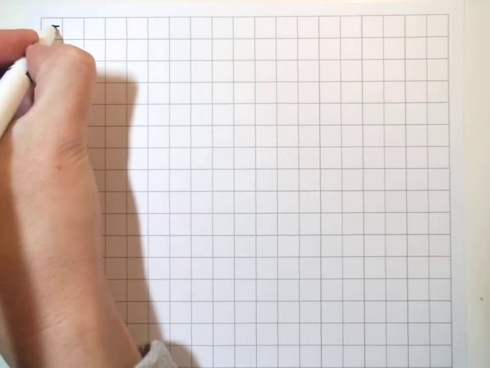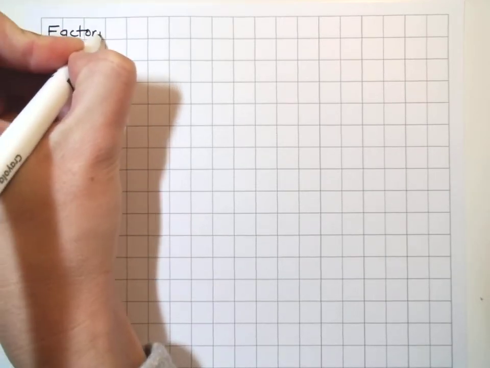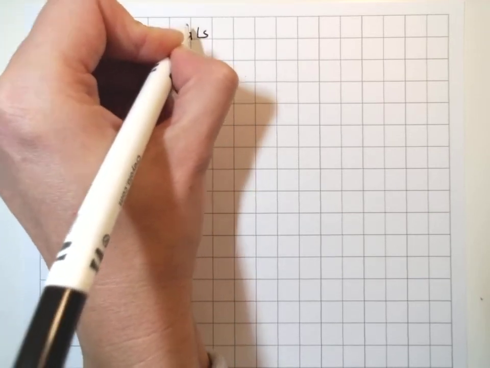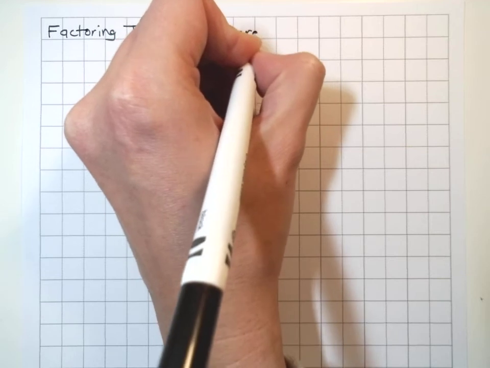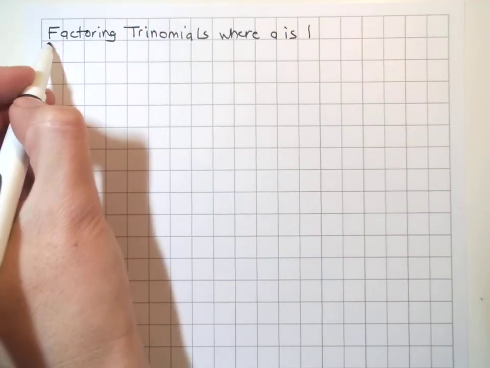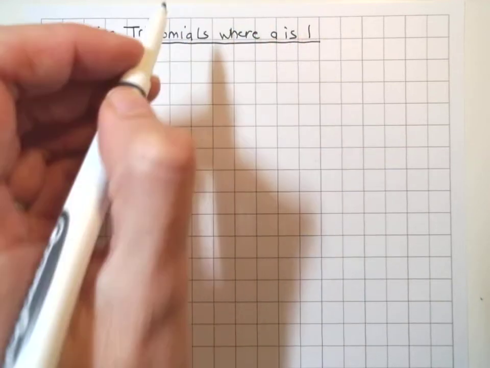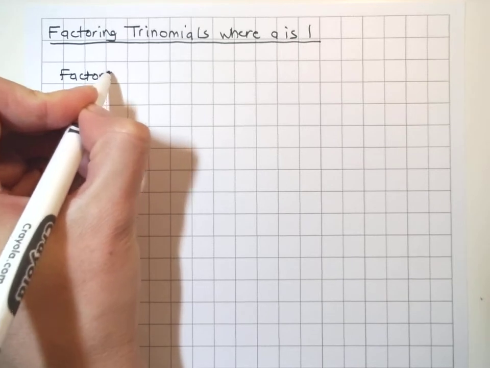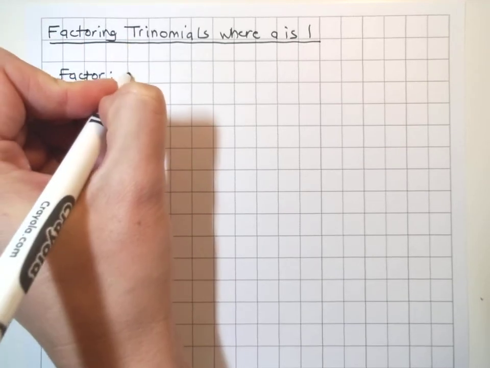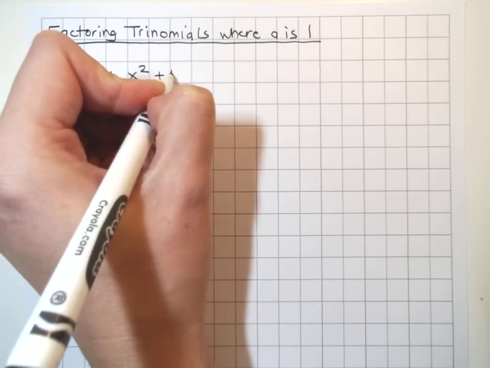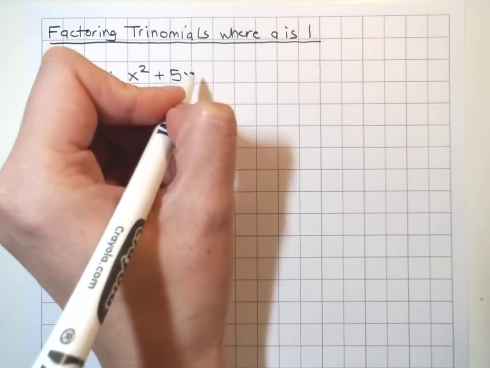Okay, today we are going to be factoring trinomials where a is 1. So these do not have a greatest common factor like the ones we did last time.